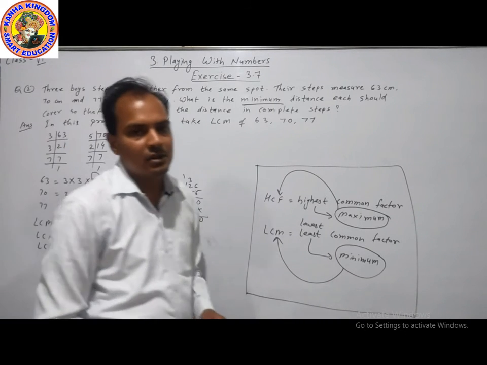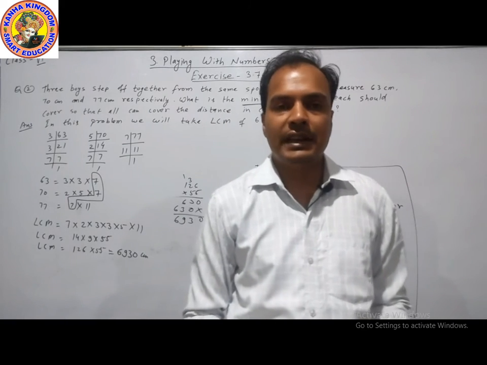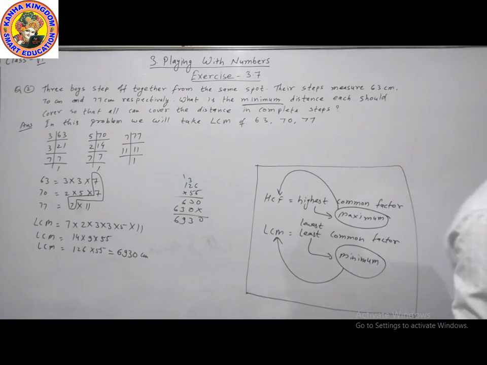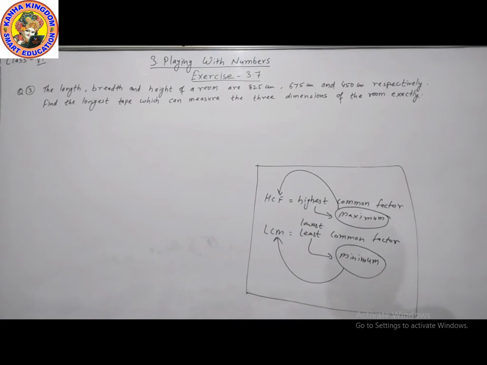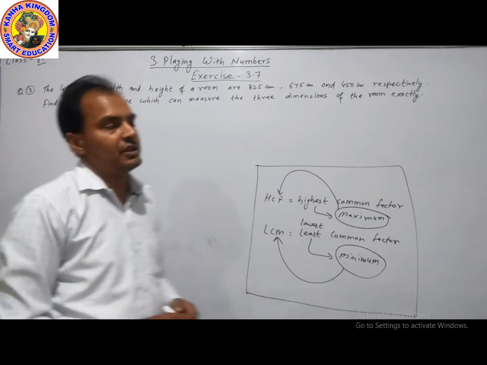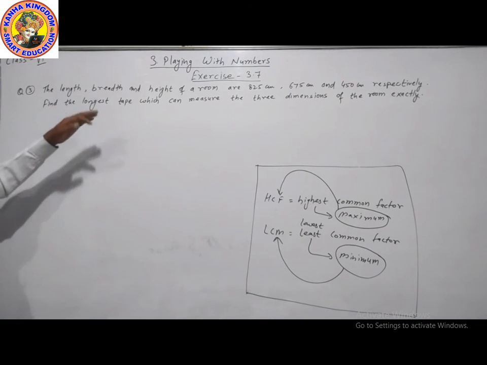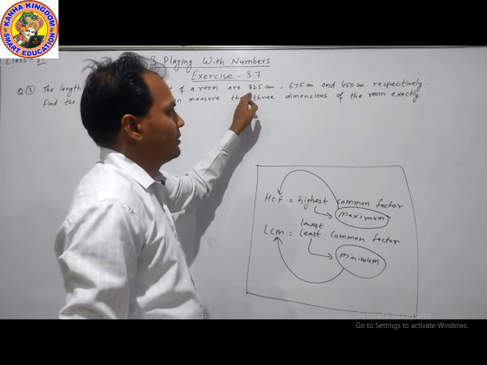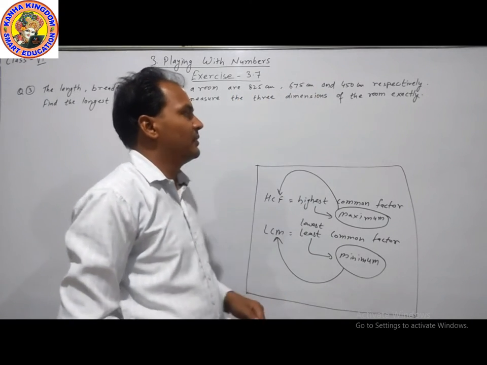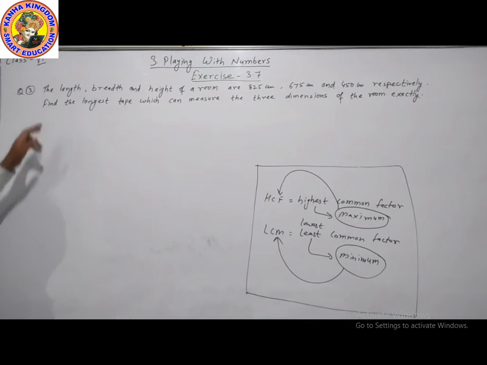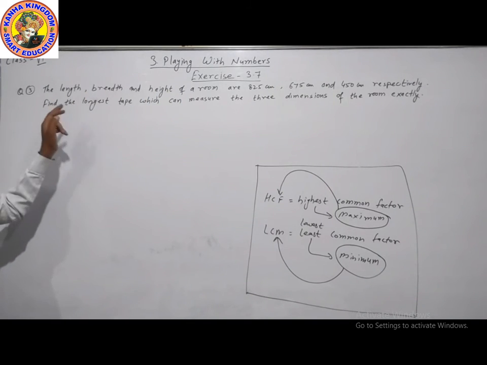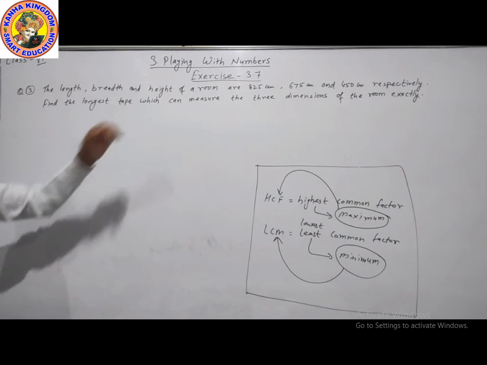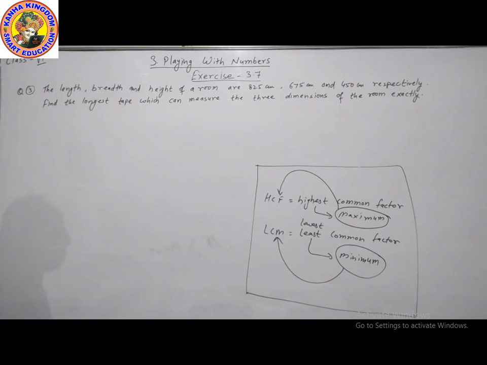You can take a screenshot of this. We will move to our next question. Now our next question is question number 3. The length, breadth and height of a room is 825, 675 and 450 centimeter respectively. Find the longest tape which can measure the three dimensions of the room exactly.